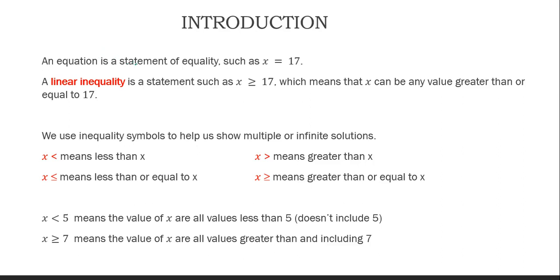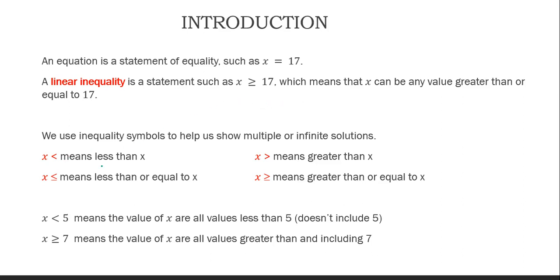An equation is basically a statement of equality, which means an equation just represents a variable and what it equals. In this case, the letter x is equal to 17. A linear inequality is a statement such as x is greater than or equal to 17, which means that x can be 17 or any value greater than 17. So x can be anything that's greater than or equal to the number 17. This also makes sense the other way. If you wrote 17 is less than or equal to x, it means the same thing: x is any number that's greater than or equal to 17.